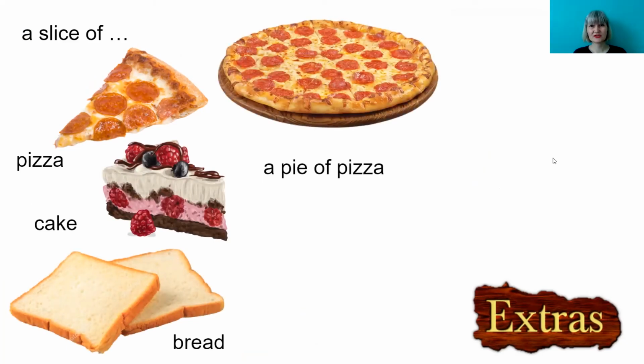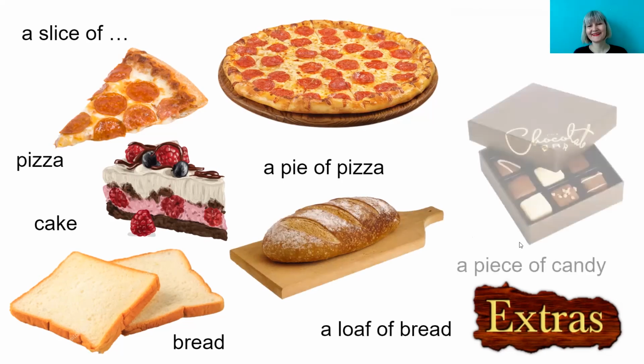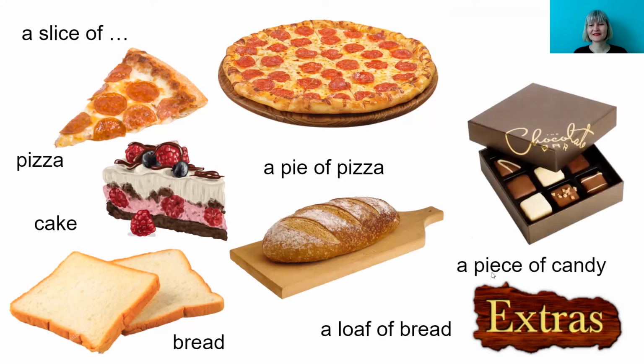Пицца обычно неисчисляемое существительное, поэтому мы говорим a pie of pizza. Когда мы заказываем, то мы заказываем их как раз в пирогах. Да? Сколько пирогов? I want 3 pies of pizza. A loaf of bread. Это булка хлеба. Да? So bread we count as a loaf of bread, and candy, if we need just one piece of candy, so we say piece of candy, one candy.